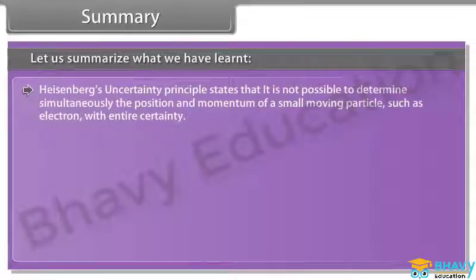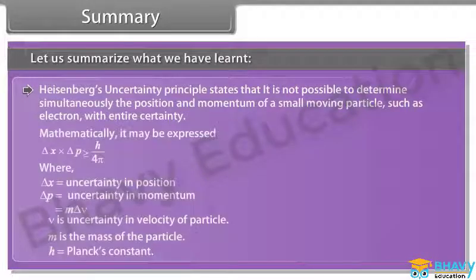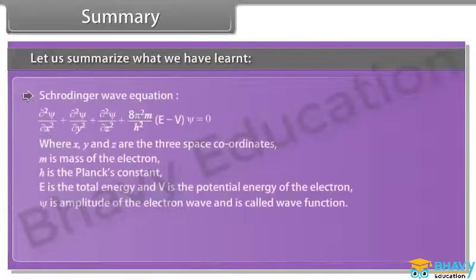Heisenberg's uncertainty principle states that it is not possible to determine simultaneously the position and momentum of a small moving particle, such as an electron, with entire certainty. Mathematically, it may be expressed as below. Schrodinger wave equation, where x, y and z are 3 space coordinates, m is mass of electron, h is Planck's constant, E is the total energy and V is the potential energy of the electron. Psi is amplitude of the electron wave and is called wave function.